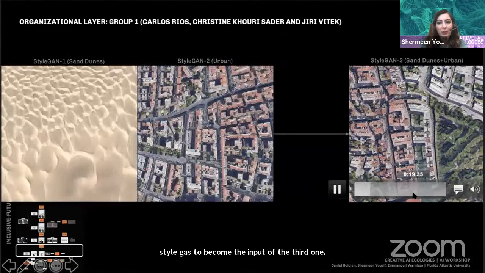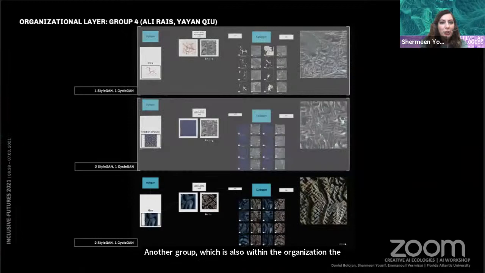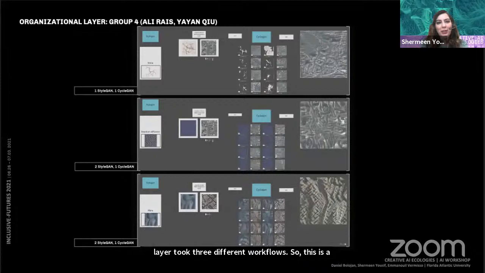Another group, which is also within the organizational layer, took three different workflows. So this is a similar layer organization, but they actually tackled the process differently. And in each workflow, they had StyleGAN and CycleGAN. In our logic, we used StyleGAN models to create the custom dataset and to generate the dataset that is more controlled by designers, so that it becomes the input of a CycleGAN. And we believe this enhances this agency aspect and how designers can control this process. So yeah, we see here the three workflows, and now we will see their output.